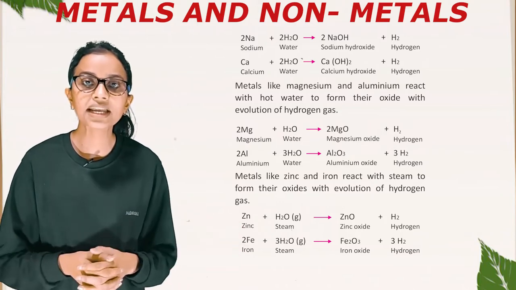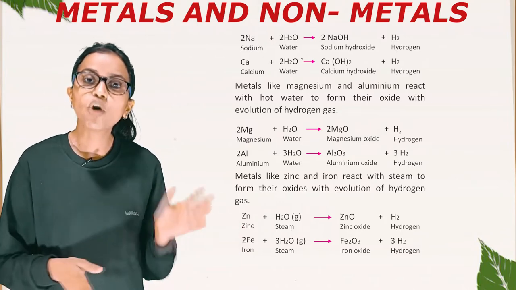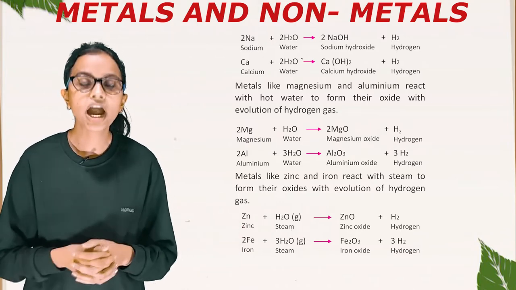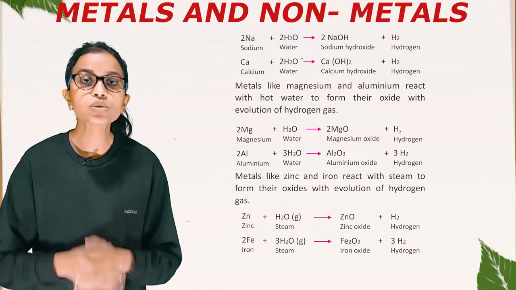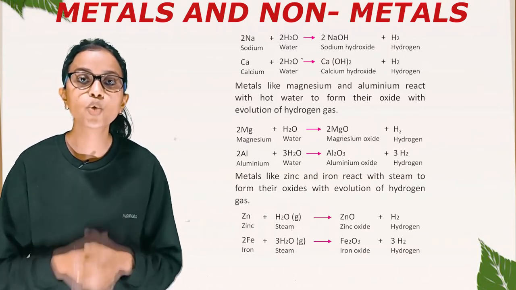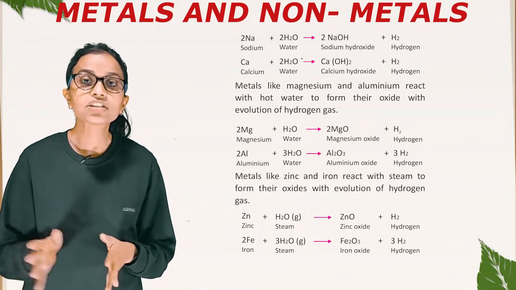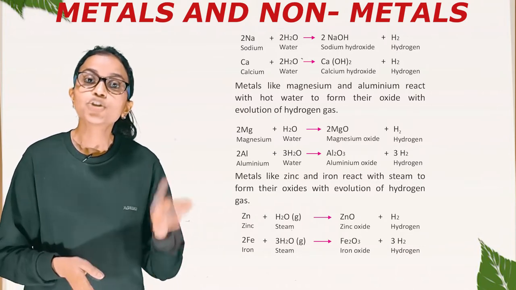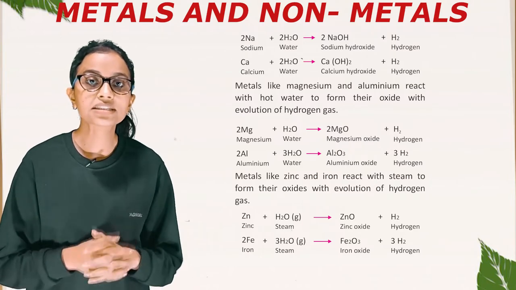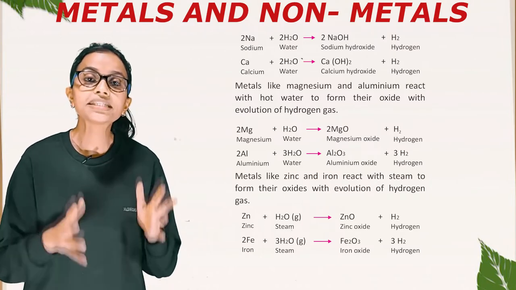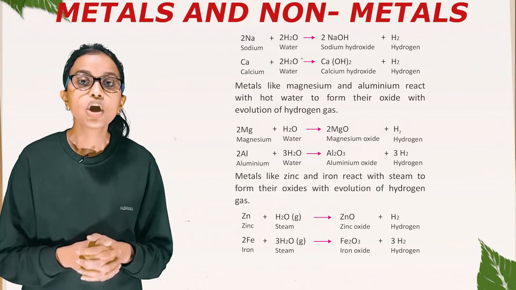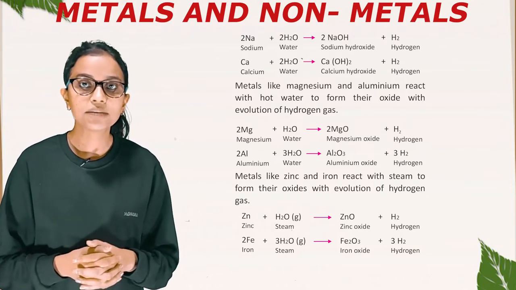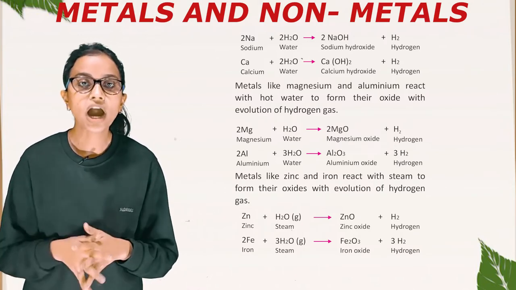Metals like zinc and iron react with steam to form their oxide with evolution of hydrogen gas. Now, Zn, that is zinc, plus H2O(g), steam, gives ZnO, zinc oxide, plus H2, hydrogen. 2Fe, that is iron, plus 3H2O(g), steam, gives Fe2O3, iron oxide, plus 3H2, hydrogen.